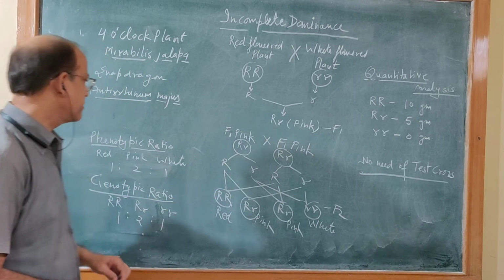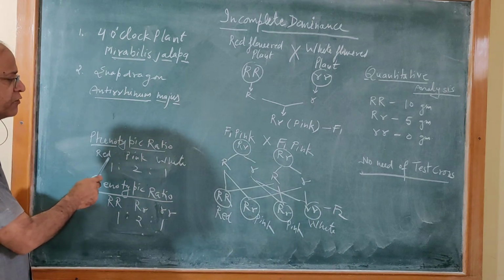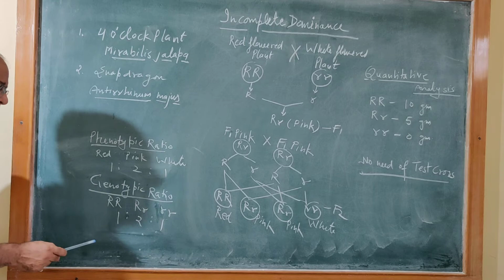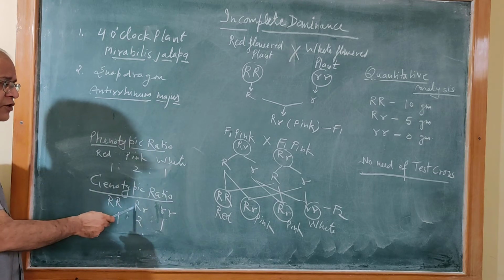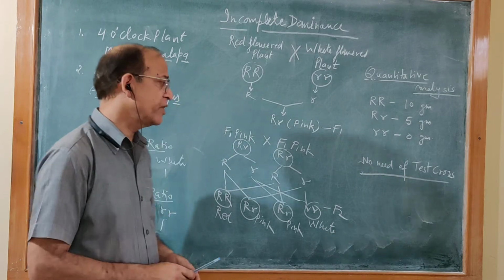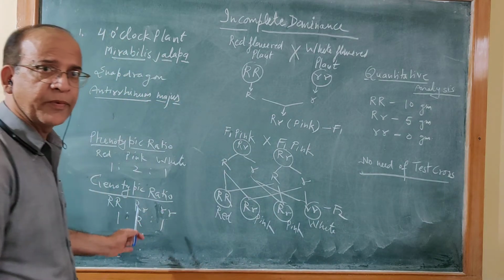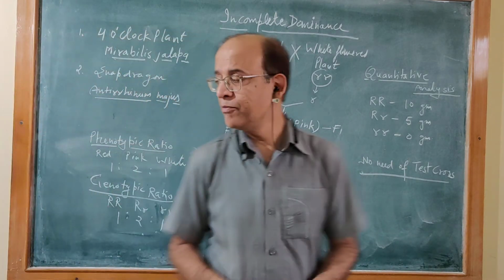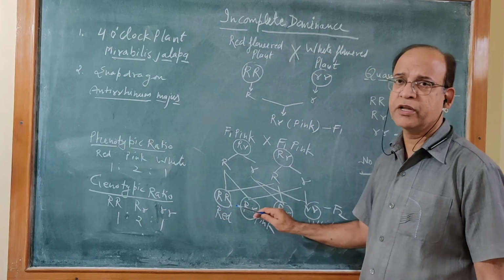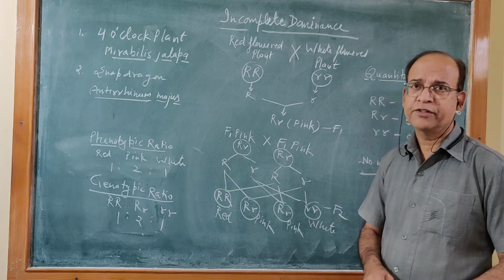In F2 you can see the phenotypic ratio is 1:2:1 for red, pink, white, and the genotypic ratio is also 1:2:1. So in such a situation of incomplete dominance, the phenotypic and genotypic ratios are the same, and this situation is incomplete dominance.